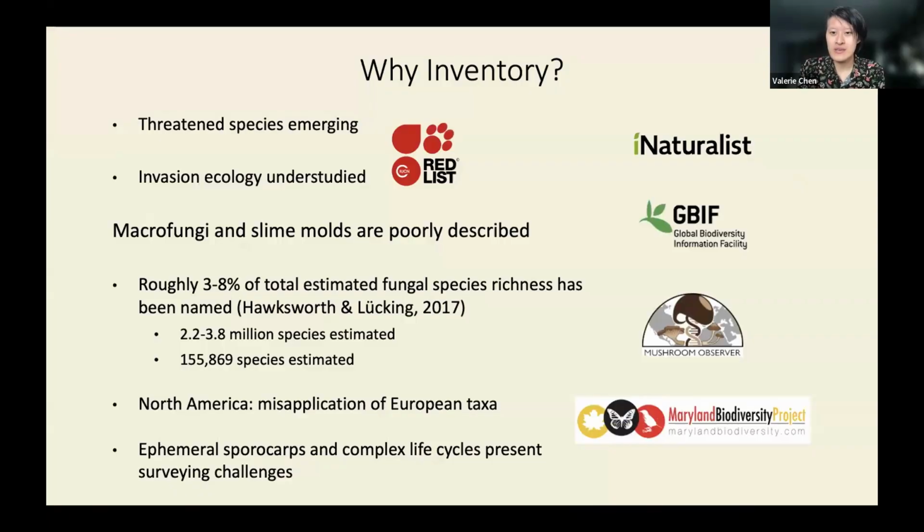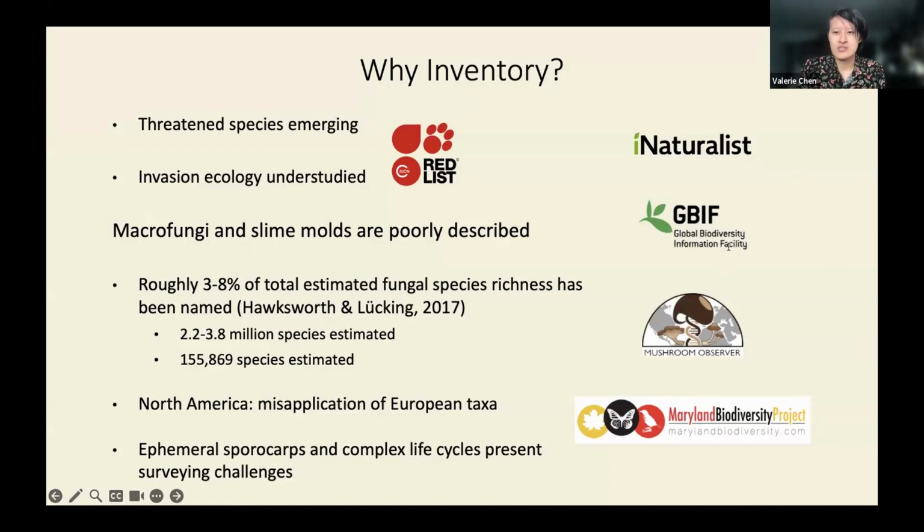I first wanted to highlight why biodiversity inventories are important and why I sought to complete one. Since the first fungus was added to the IUCN Red List in 2003, the number of fungal taxa recognized as threatened has been rapidly increasing.